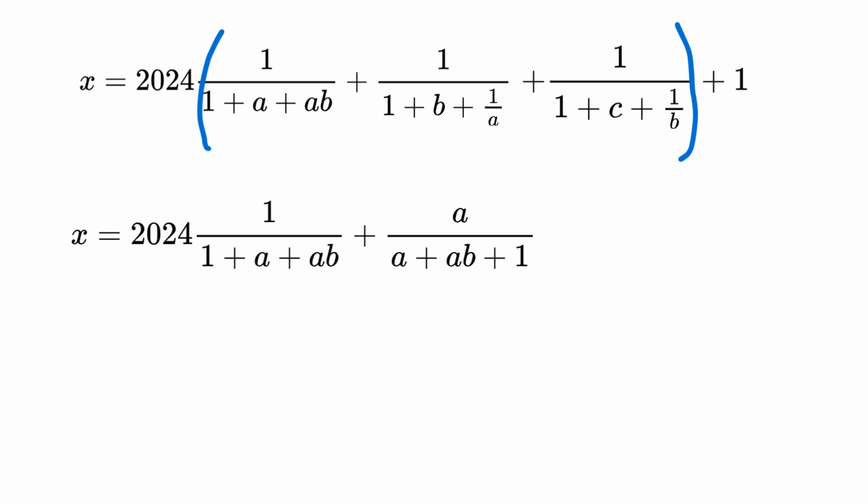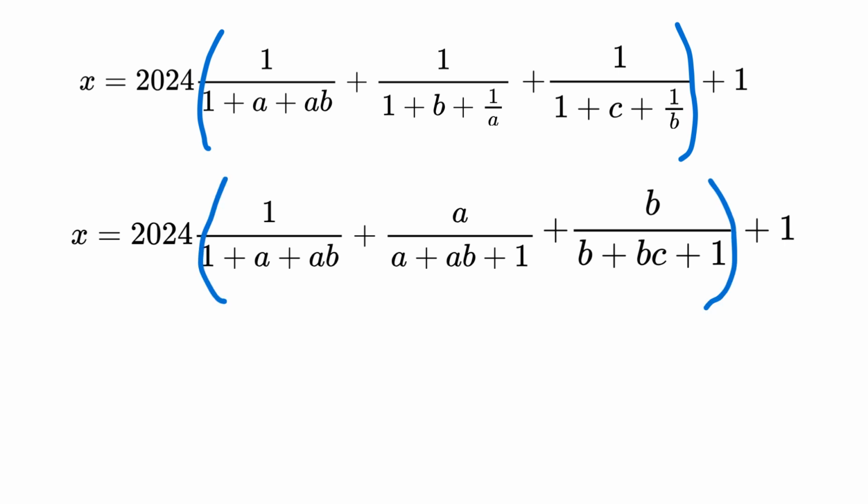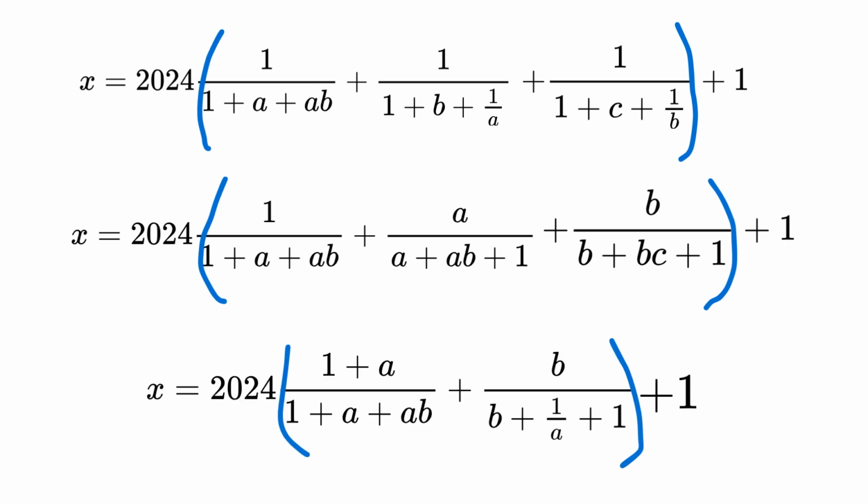Then we get x is equal to 2024 into 1 by 1 plus AB plus A, plus A by AB plus 1 plus B, plus B by B plus BC plus 1 plus 1. Take LCM on this too and also write BC as 1 by A. Then we get 2024 into 1 plus A by 1 plus AB, plus B by B plus 1 by A plus 1, into plus 1.